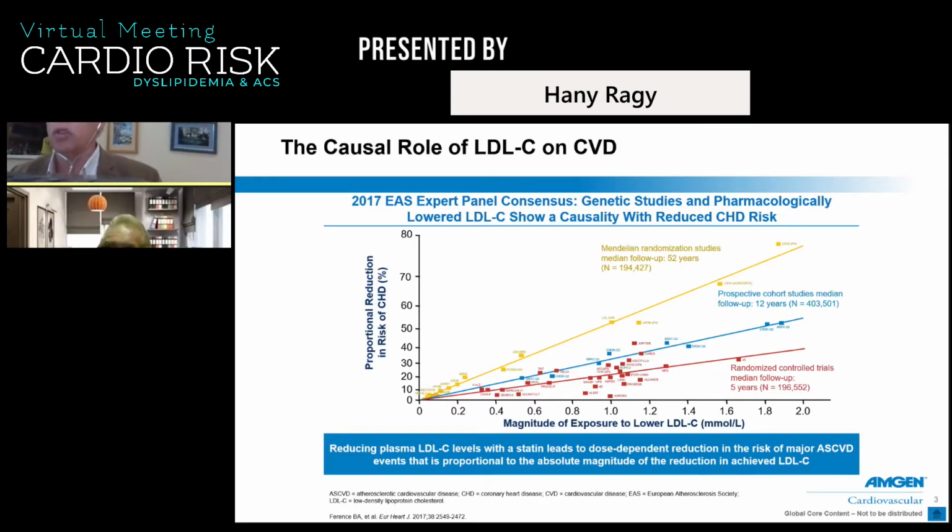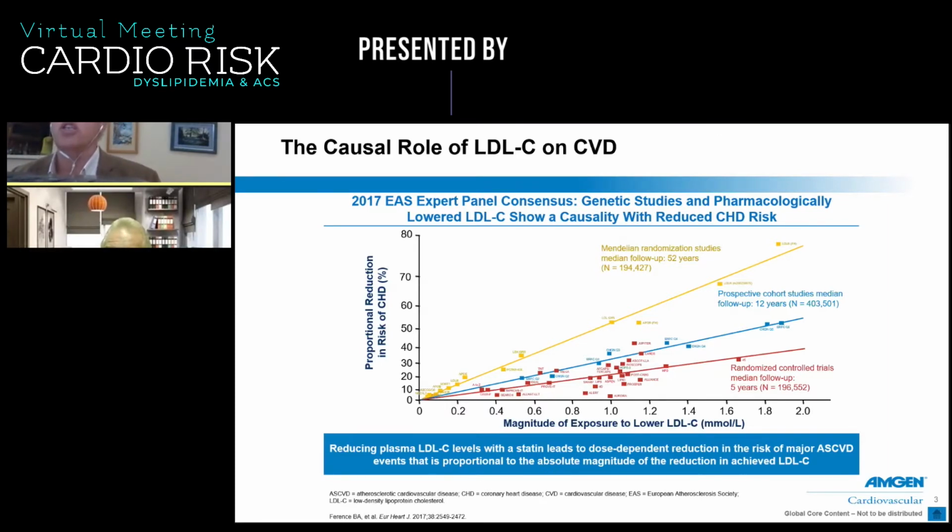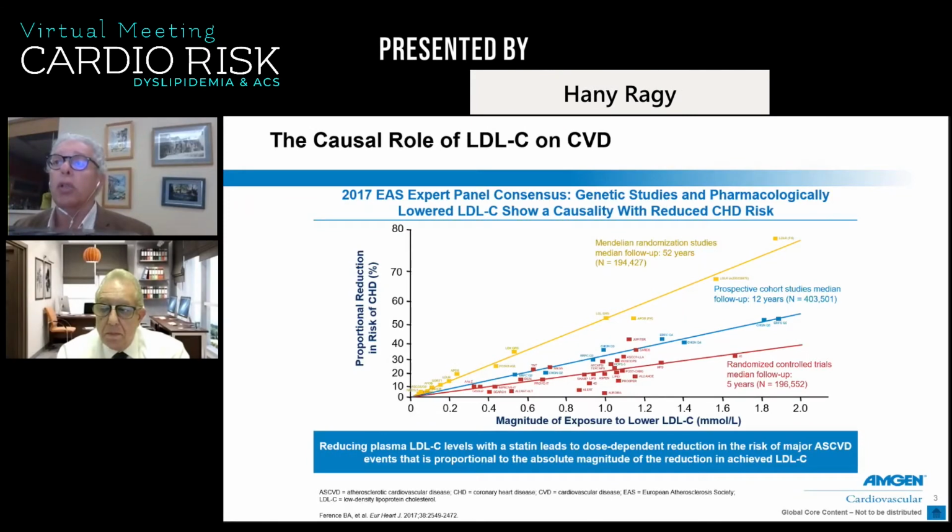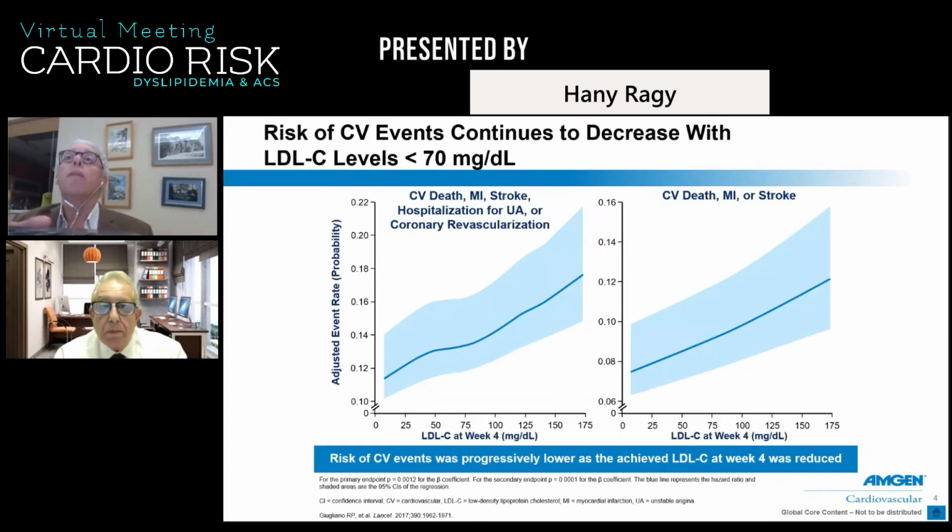I'm talking about high-risk patients, okay? Patients with existing coronary artery disease or vascular disease. So you just have to give them high doses, take them as low as you can. Don't waste time. And the risk of those cardiovascular events does not stop at any particular number. If you go below 70, the risk continues to drop.